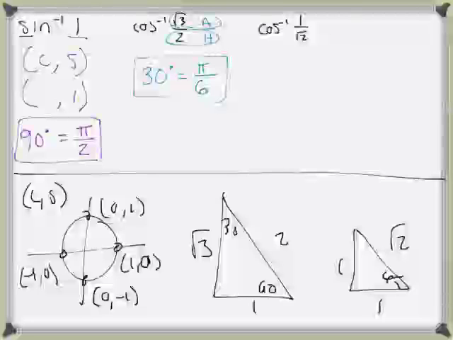Converting to radians. So the directions asked for both radian and degree answers, so that's doing the conversion like we did in the very first type of problem today, where pi is equal to 180. So I want to say 180 divided by what would be 30? 180 divided by 6.